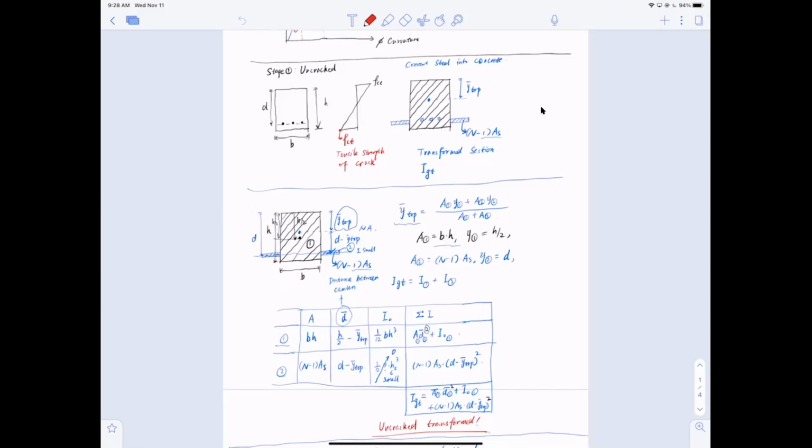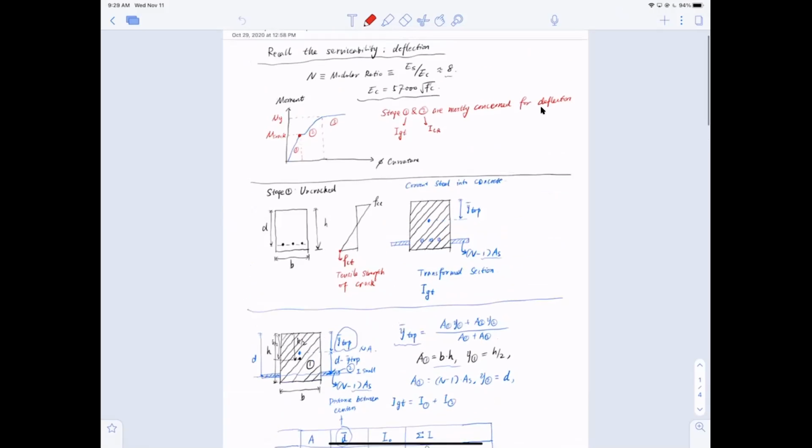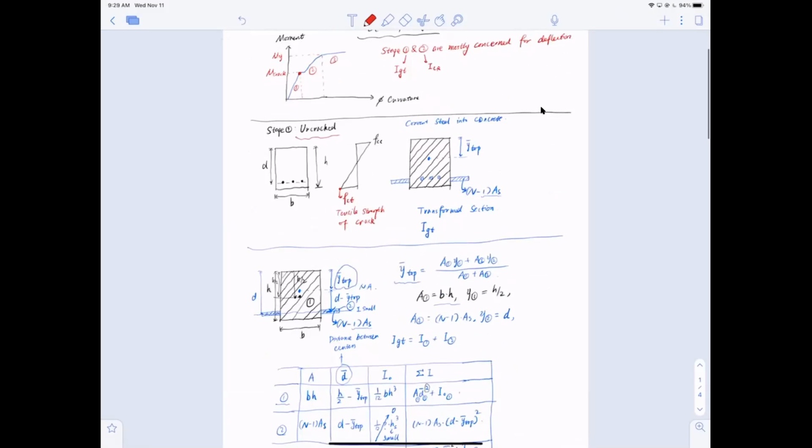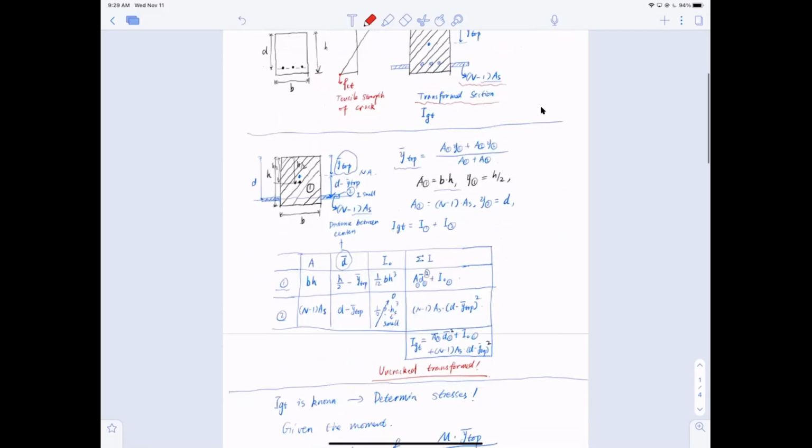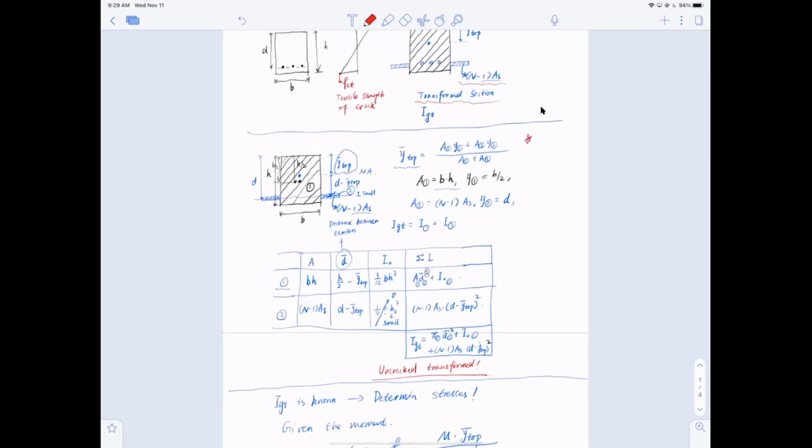So for the moment of inertia, there are two. First is called transformed moment of inertia, and that is on the uncracked stage. And there's a cracked stage, we'll talk about cracked moment of inertia. First of all, in the uncracked stage, how do we compute that? You need to transform the reinforcement, using n-1 AS. You have the steel in the longitudinal direction, and then you can calculate the moment of inertia using this table here.